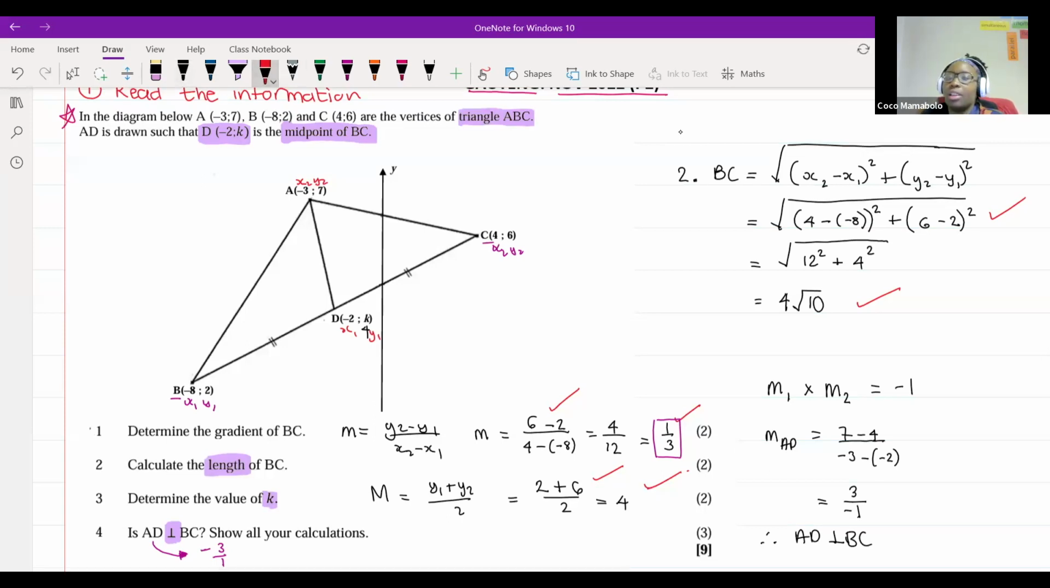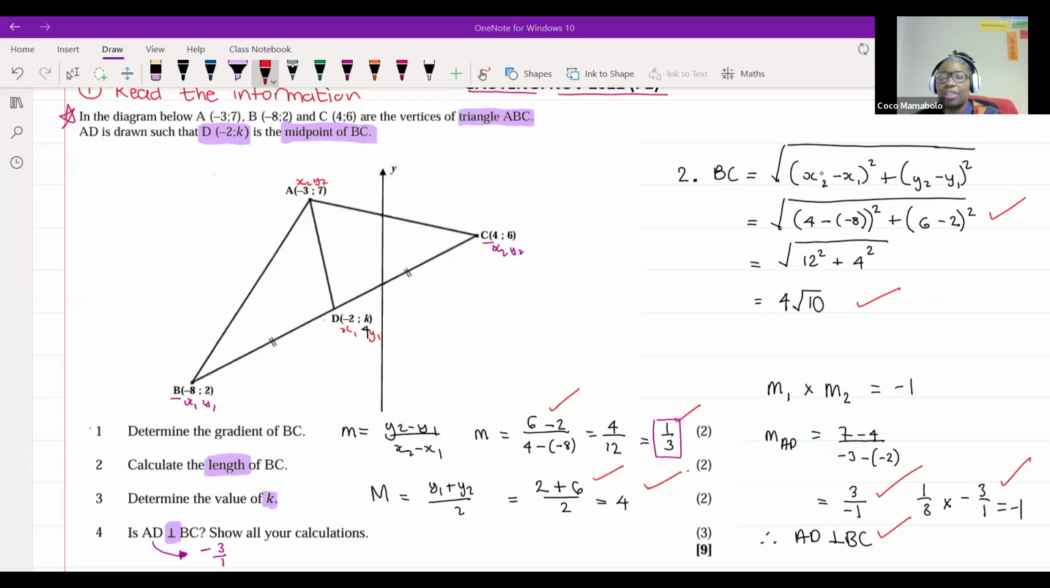All right. Now, in this particular question, no, I'm skipping a step. Sorry, guys. That is the correct answer. I think we should just add in here that 1/3 multiplied by -3/1 equals -1. Right. I don't think it's particularly necessary, but just so that they understand that you know what you're doing, you can add that in there. You will get 1 mark for calculating the gradient of AD. You will get 1 mark for knowing that the gradients need to equal -1 and for the conclusion. All right, let's see, guys.